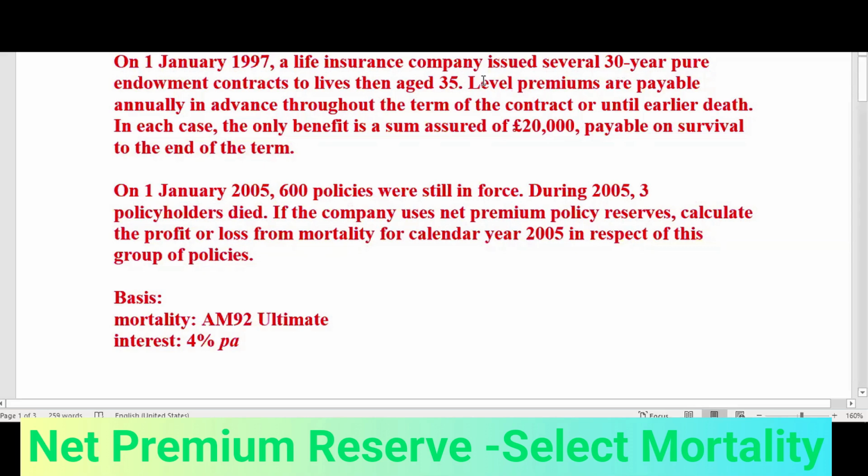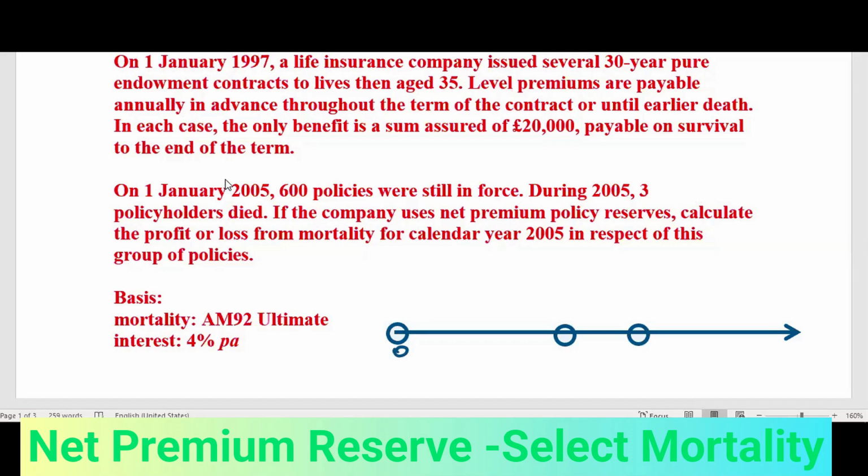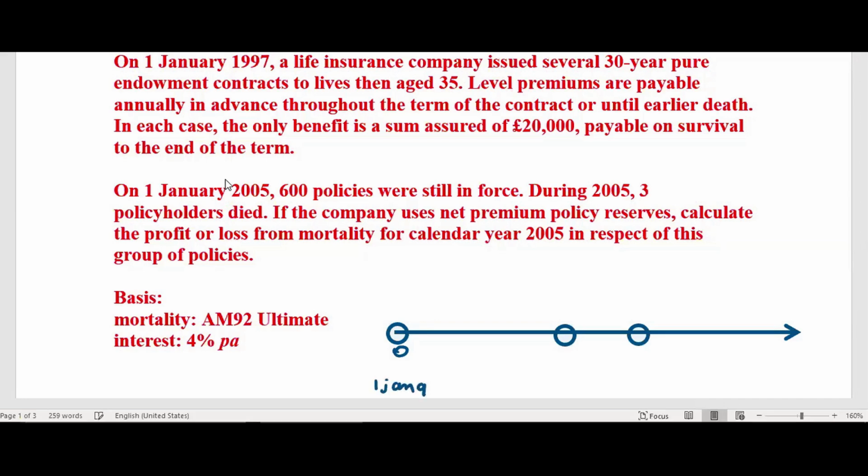Now, if you see, it's a 30-year contract to age 35. We found the reserve, and 600 policies were in force on 1 January 2005, and you found the mortality profit during 2005, mortality profit or loss, whatever. If you write 0 here, this was 1 January 1997, and the age was 30 here. We found between 8 to 9. If I'm wrong, you can correct me, you have time. So age is 35. That's why I thought there must be some problem. Okay, 35, and this will be 43, right? And 44. Yes, sir.